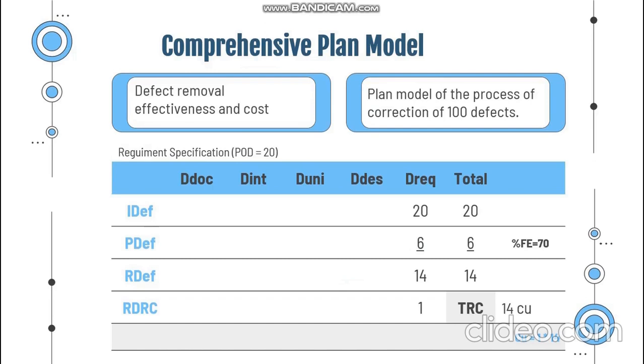Let me introduce the defects. IDIF means incoming defects. PDIF means passed defects. RDIF means removed defects. RC means relative defect removal cost. So, for example, if the number of incoming defects is 20, as you see in the graph, and the filtering efficiency is 70%, then 14 defects will be removed, as you see in the chart, while 6 defects will remain and be passed on to be detected by the next quality assurance activity.